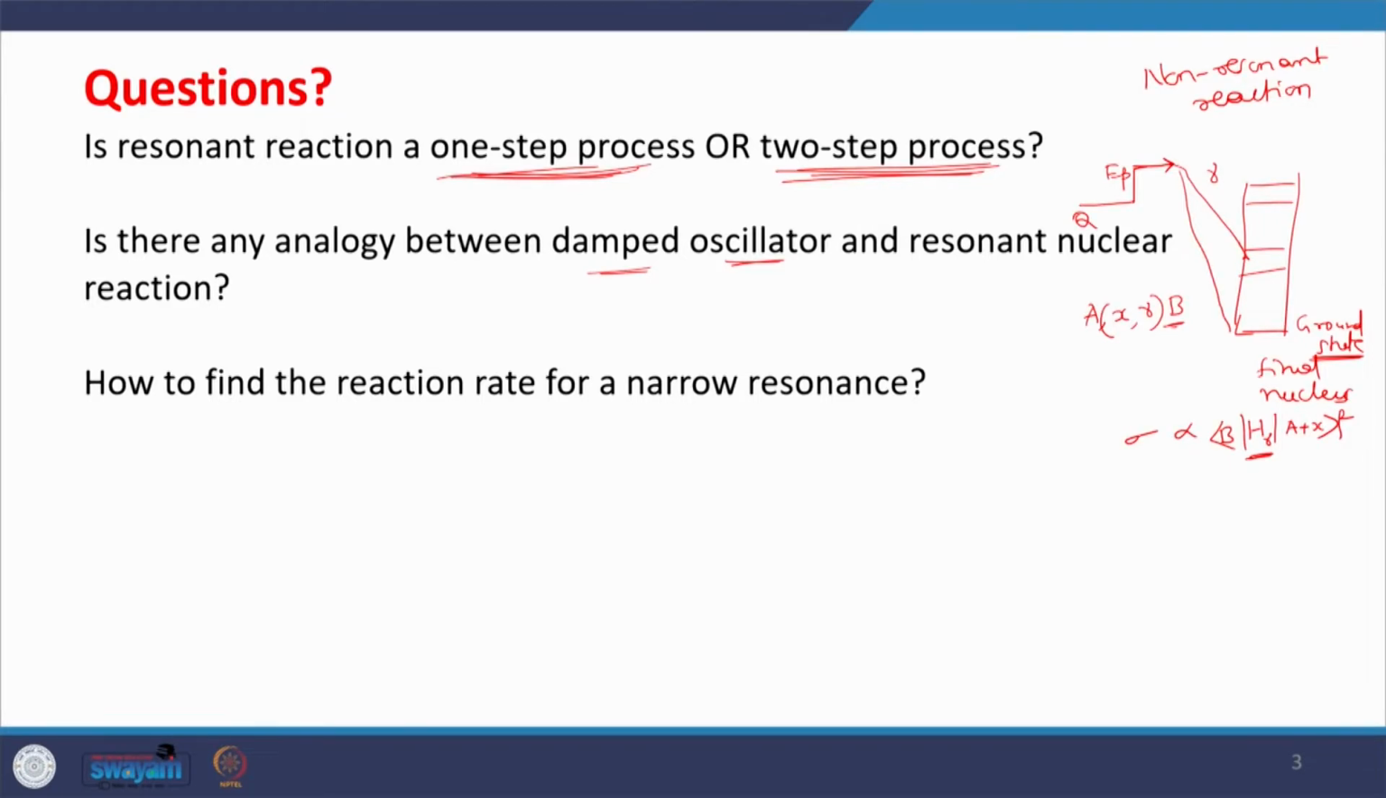As I said, one of the common goals of these discussions is the expression for the reaction rate when narrow resonances are involved. Now I am confining the discussion to narrow resonances. For a narrow resonance, the energy level density should be very, very small. Some more ways of defining a narrow resonance I will discuss very soon.